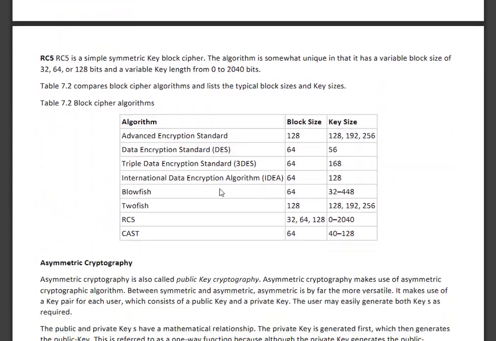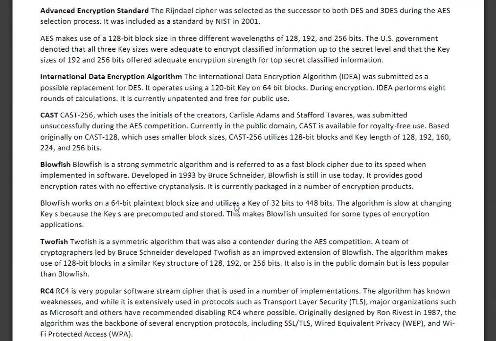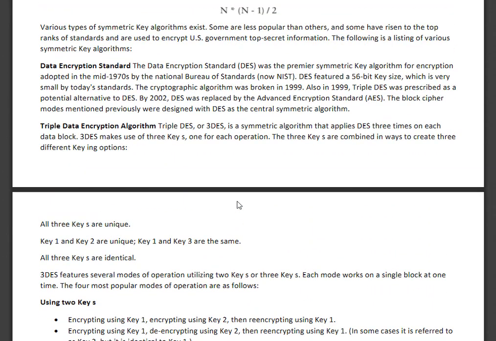Let's take a look right down here. Key size. This is the key that is used to do the encryption, 56 bits. It's based on a 64-bit block, and the key size is 56 bits. So what they did was they took that 56-bit key size and did it 3 times. Triple DES, it's also a symmetrical algorithm, and it applies DES 3 times.